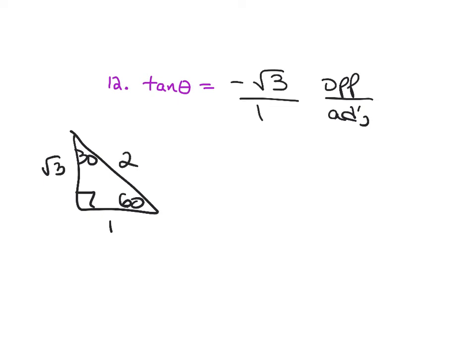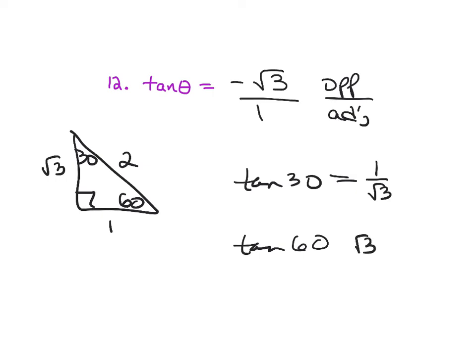So for this one, I can see my side opposite. You could do both. Let's do both and see which one works. If I do tangent of 30 and tangent of 60: for 30, side opposite is 1, adjacent is root 3. For the 60, side opposite is square root 3 and adjacent is 1. So which one is it, the 30 or the 60? It's the 60.